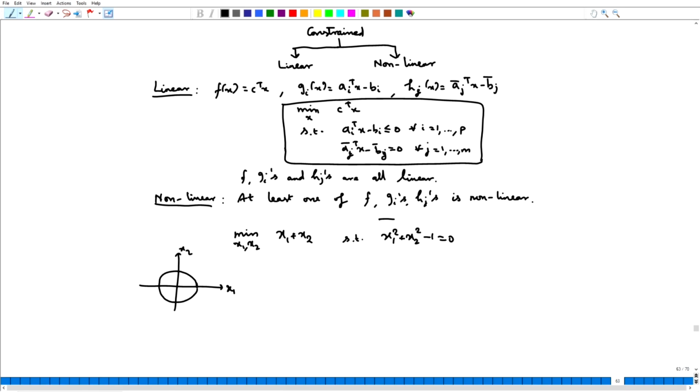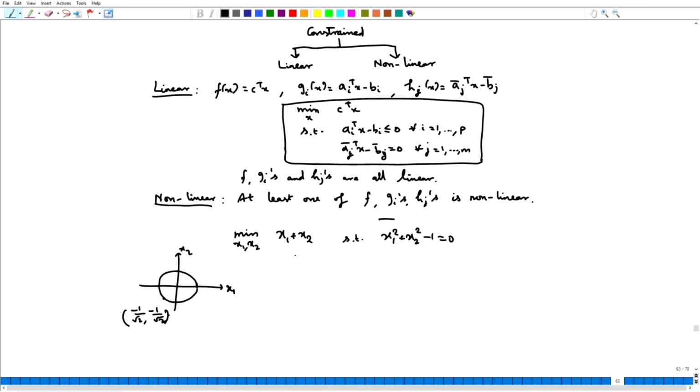If you had worked out a sufficient number of problems like this, you would have immediately figured out that the answer is minus 1 by root 2, minus 1 by root 2. If you square them and add them, it is equal to 1. So it falls on the unit circle, and that is what minimizes x1 plus x2. And if you want to use the KKT conditions, that is also fine.